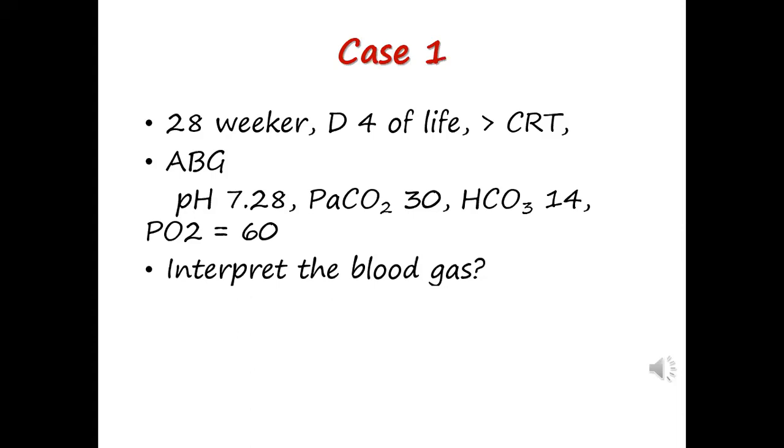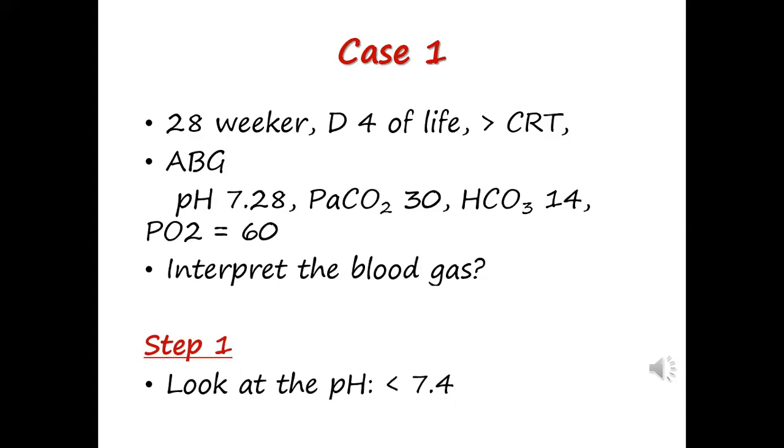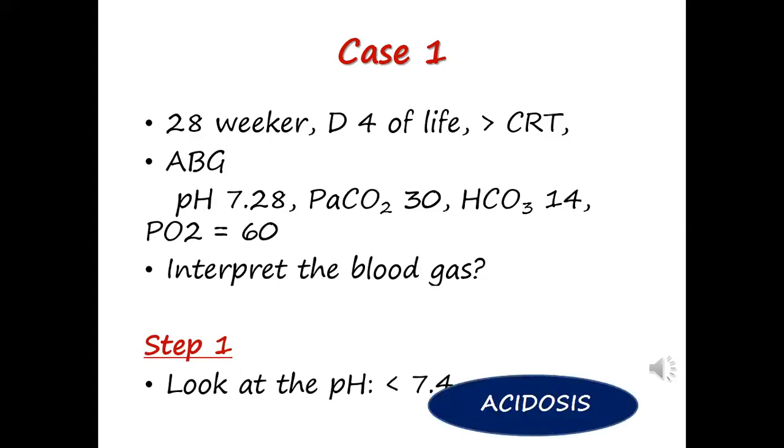So, step one would be to see the pH, which is less than 7.4. So, it is an acidosis. Now, whether this acidosis is explained by CO2 or not, CO2 is a volatile acid. So, it should have increased, but here it is not increased. So, it is not respiratory acidosis.